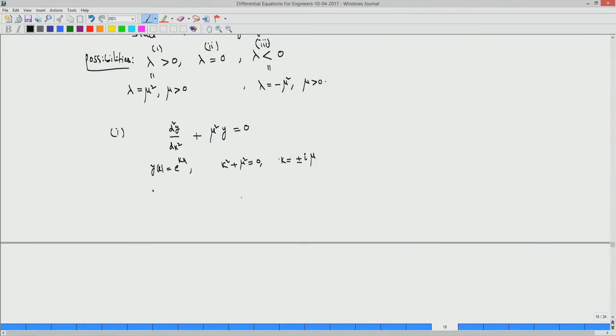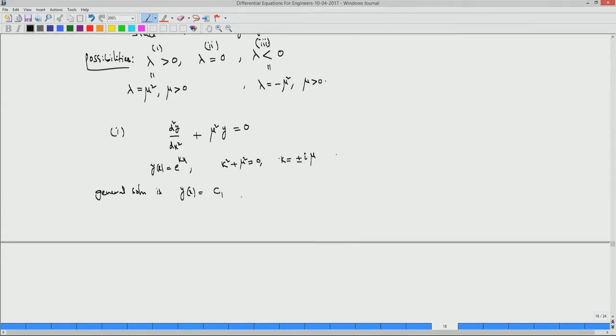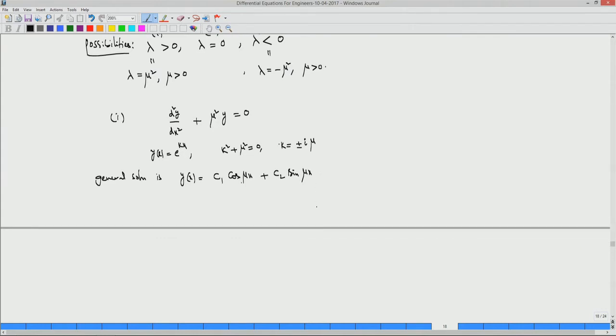So, your general solution is y of x equal to some c1 e power i mu x plus c2 into e power minus i mu x, where c1 and c2 are arbitrary constants, or you can also write, there is no real part, so cos mu x and sin mu x are 2 linearly independent solutions. So, you can write y of x equal to c1 cos mu x plus c2 sin mu x, okay.